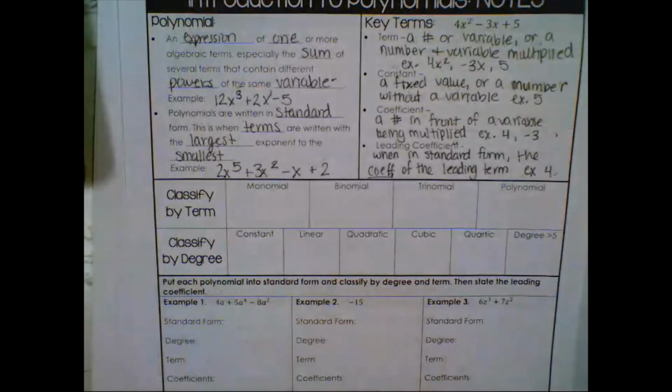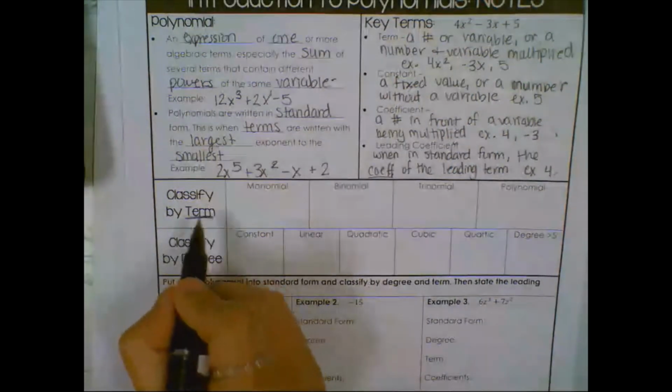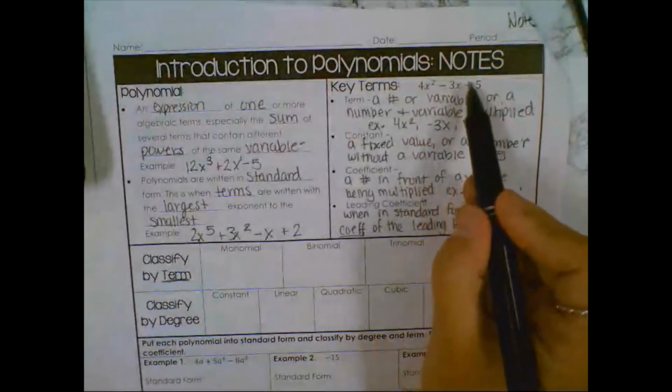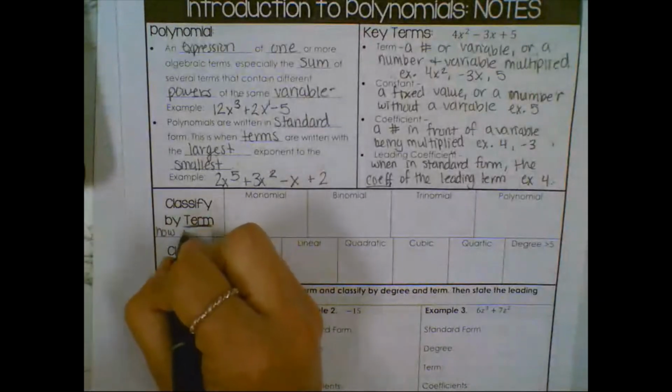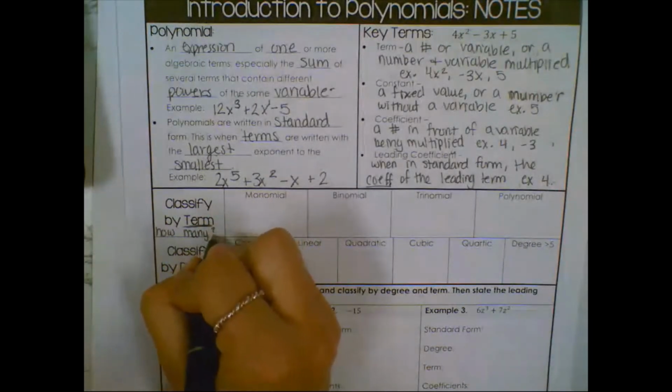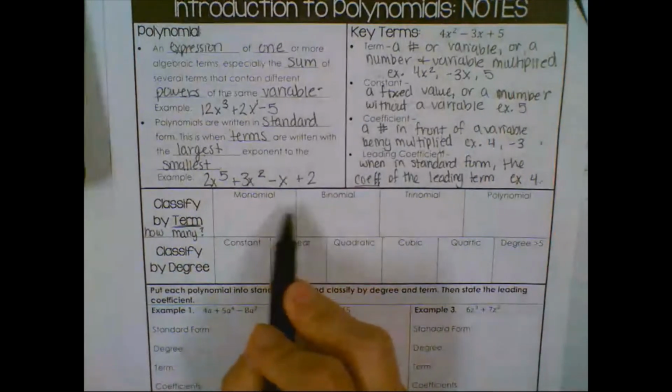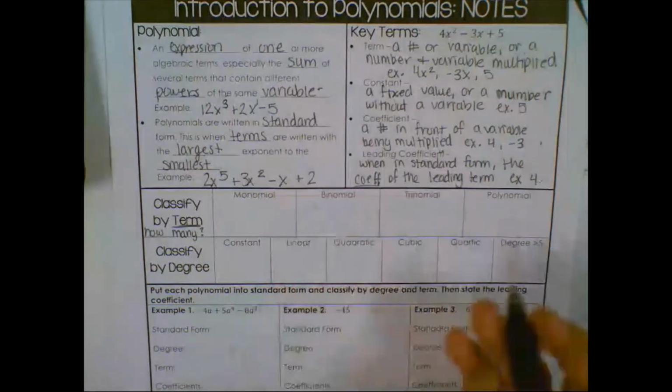So what we're going to learn how to do next is classify a polynomial by term and by degree. So first of all, term, remember, those are the individual components. So we're just counting up how many there are. So how many terms are there? And we have these very specific names for certain terms.